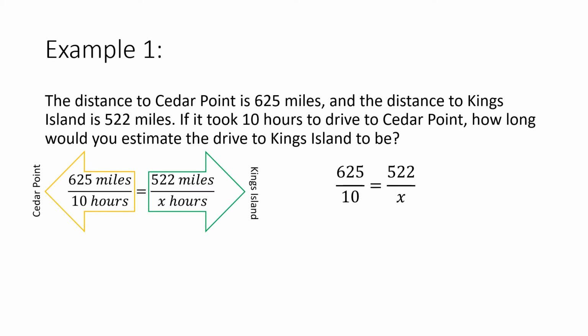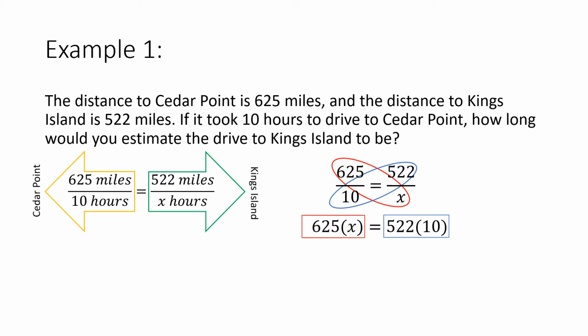To solve this equation, I'm going to use cross multiplication. I'm going to circle the numbers that I'm actually going to be multiplying together, and I'm going to put those numbers in my red box on the left and my blue box on the right. The numbers that go in my red box are 625 times x. You need to make sure that you put an equal sign in between your boxes. Then in the blue box you have 522 times 10. Now I'm ready to simplify each box. So 625 times x is 625x. 522 times 10 is 5,220.